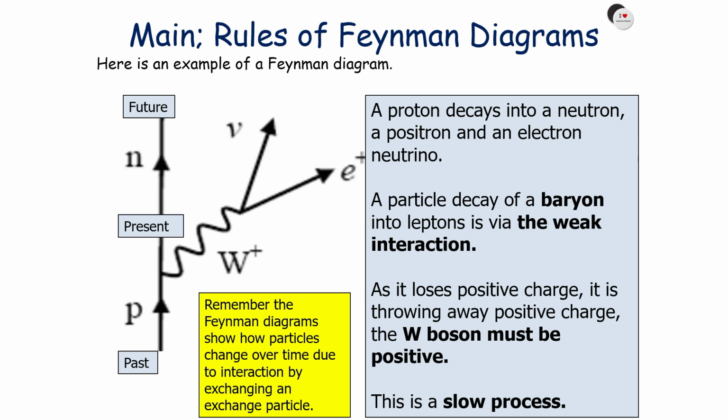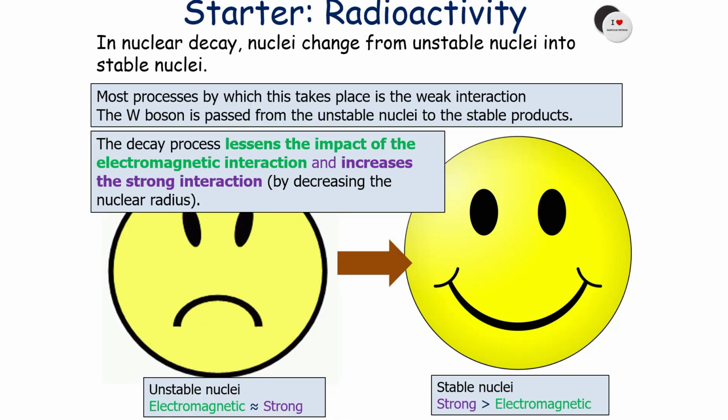Here the proton decays to the neutron, so a positron and an electron neutrino are produced. So you've got a decay and you've got leptons produced, therefore it's a weak interaction. As it's starting off as a positive and becoming a neutral particle, the proton to the neutron, it's losing its positivity, so it's throwing away its positive charge, so it must be the W plus boson. Now it's important to note that most processes that have nuclear decay occur via the weak interaction.